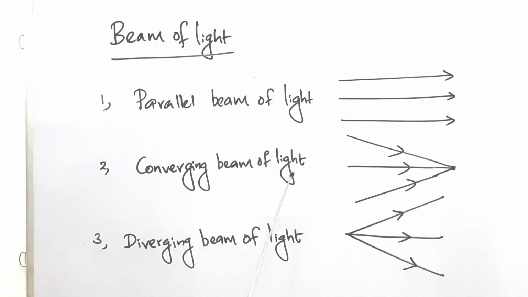A converging beam of light is represented by rays drawn like converging to a particular point. The distance between the rays will keep on decreasing and finally they will meet in a particular point. The third one, diverging beam of light, is represented by rays which are emerging out or diverging out from a particular point. The distance between these rays will keep on increasing.